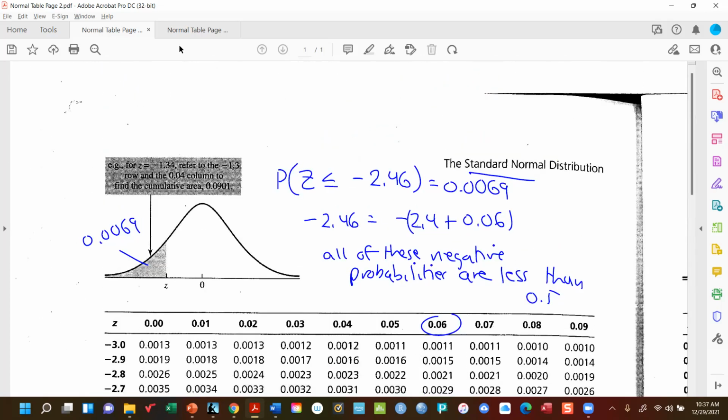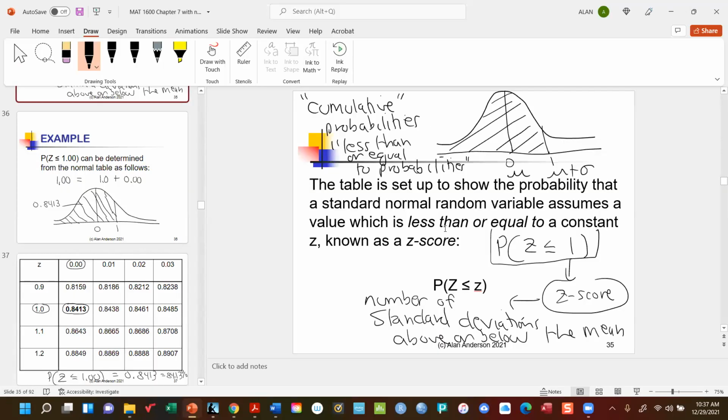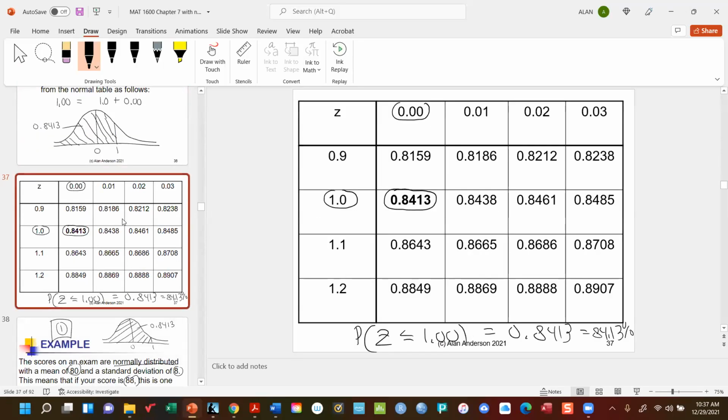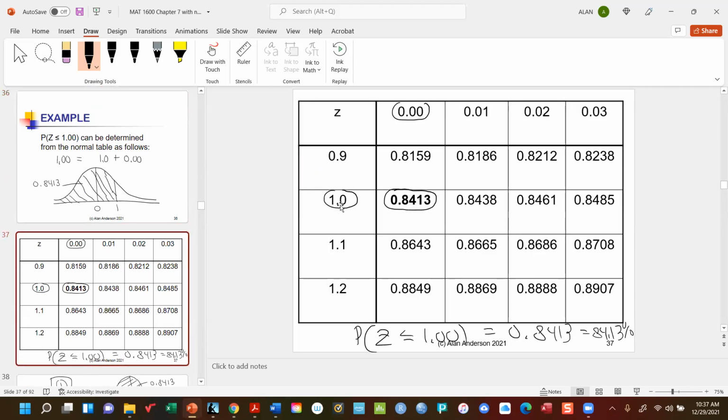All right, now that we've got a feel for how this table works, let's go back to the slides and see some more examples. Here I've reproduced a small portion of it. For the case of 1.0, this is pretty straightforward. 1.00 is the same as 1.0 plus 0.00. So you would go to the table and look for the intersection of 1.0 and 0.00, and you'd end up with 0.8413, which means 84.13%. That's the probability that Z is less than or equal to 1.